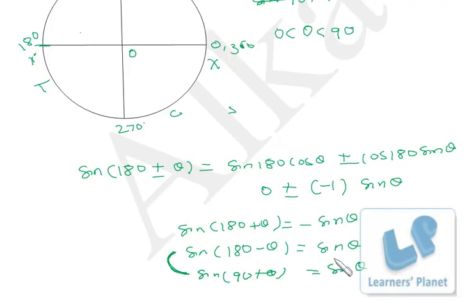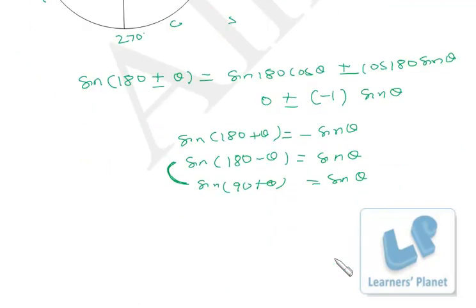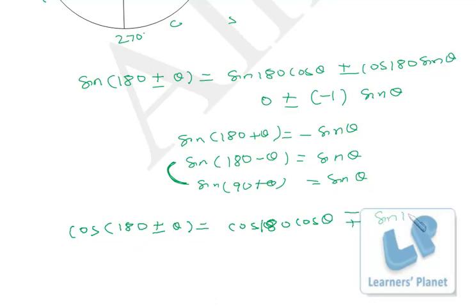Similarly we can calculate cos 180 plus minus theta. So cos 180 plus minus theta is cos 180 cos theta, the sign will be reversed, minus plus sine 180 sine theta. Now cos 180 is minus 1 and this is cos theta.